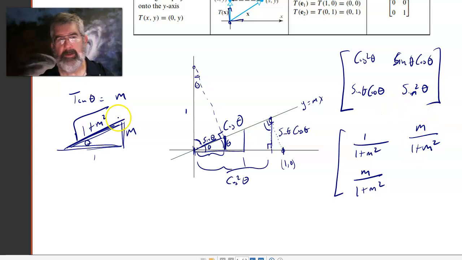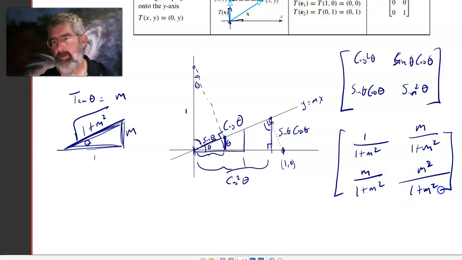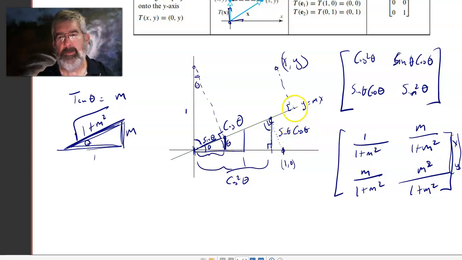And sine squared theta: sine of theta is opposite over hypotenuse, so m over that. When I square that, I get m squared over 1 plus m squared. So this matrix is the matrix I need for the transformation, projection onto this line. You give me any point xy, I want to know where it goes when it gets projected. I just multiply this matrix times xy, and I end up with these coordinates.